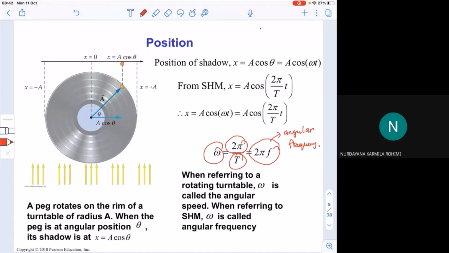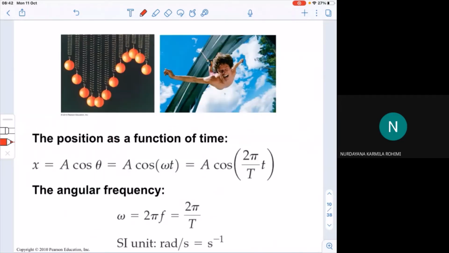Again, I can highlight that this one is the angular speed or angular velocity. It can be written down as angular frequency, because we can refer to 2π over T as omega. The unit for the angular frequency is still second negative one, or hertz.